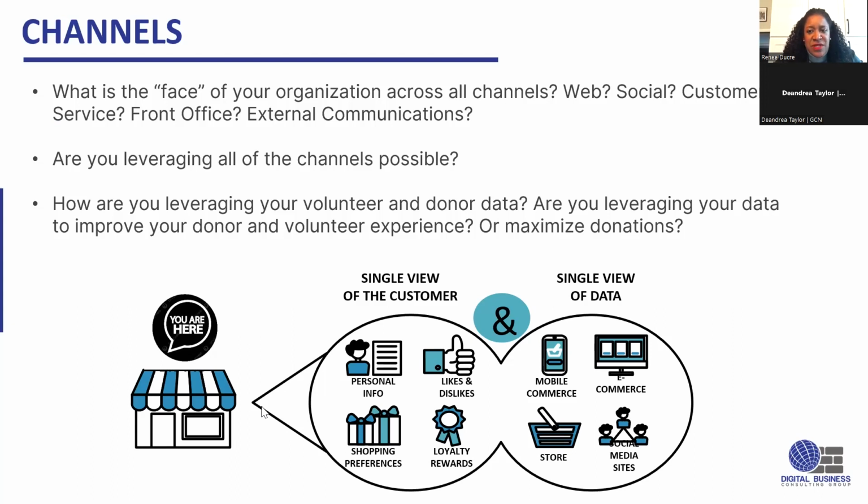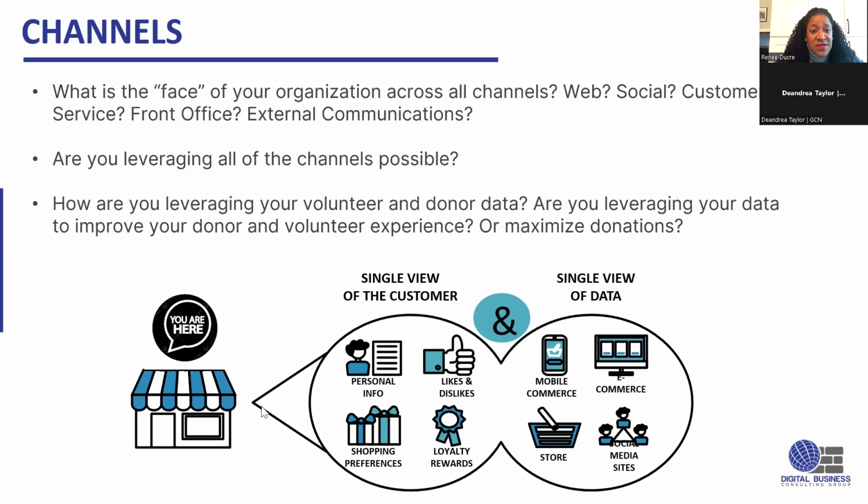How do you present on the web versus social? Is your messaging coming through the same? Right now, if I were to go out to everyone's website, everyone's social channels, would the messaging be similar? If I were to sign up for an email communication off of your website, would the messaging mirror what would come through social? Would it mirror what would come from the website?